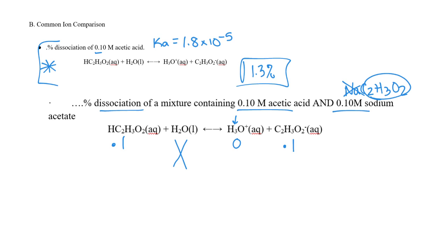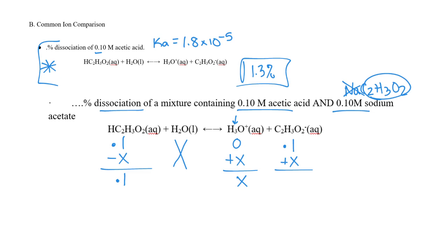But let's go ahead and calculate that percent. If I get 0.1 plus X here, plus X here, minus X here, and my Ka value is really small, then the X values that I'm adding and subtracting, I'm going to be able to cancel out.